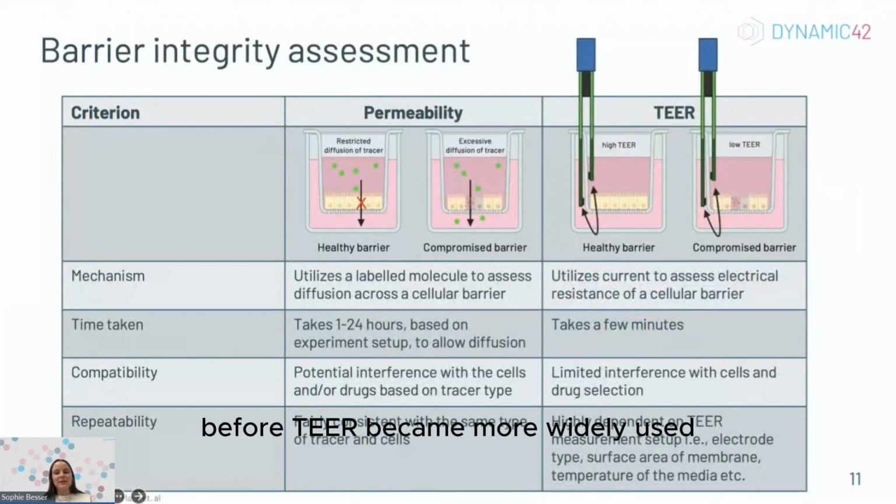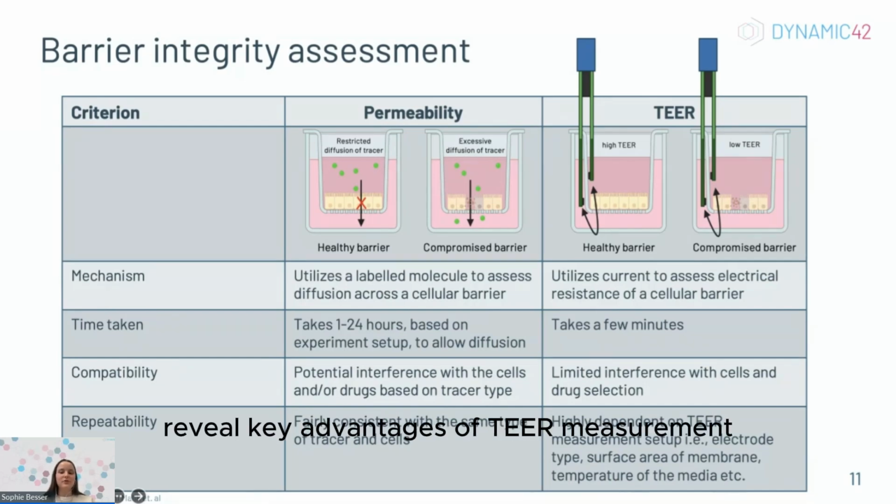Before TEER became more widely used, permeability assays were the standard method to evaluate barrier integrity in vitro. And while they are still valuable tools, comparing both methods reveals key advantages of TEER measurement. So let's take a closer look at how TEER and permeability assays differ, in this case in a Transwell.